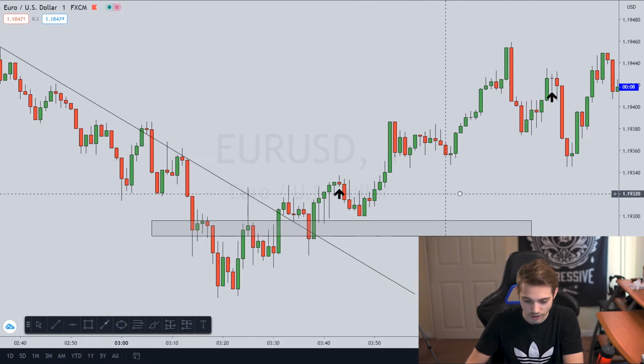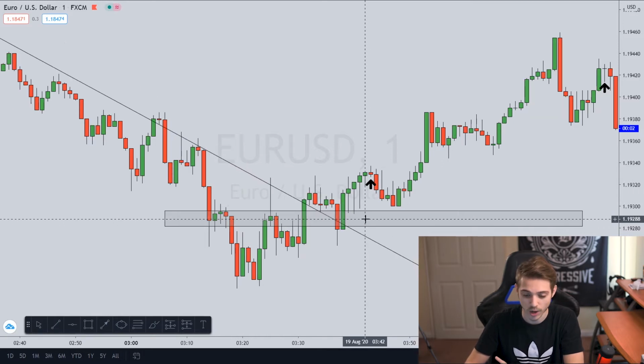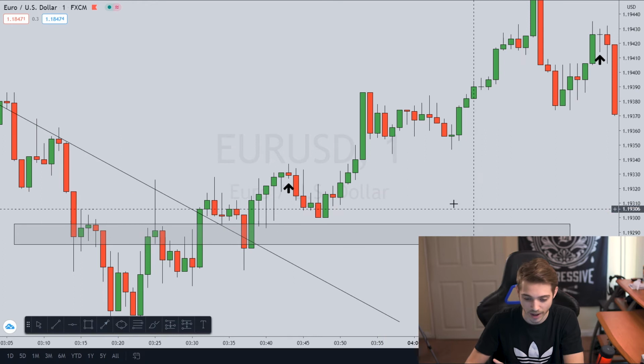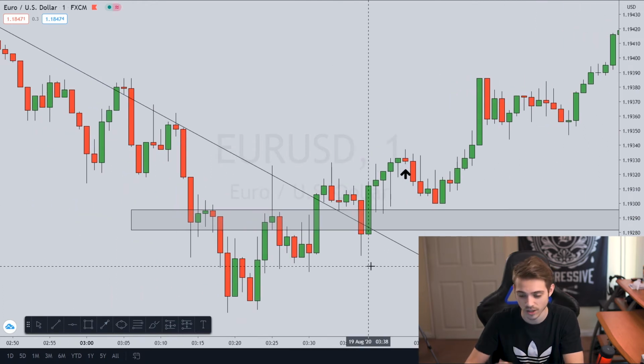And you'll see that we get it right here, but I didn't have enough confirmations in my opinion to take the trade. So I waited to see what the price action did after the retest of this structure break right here, signifying that we are now in an uptrend.